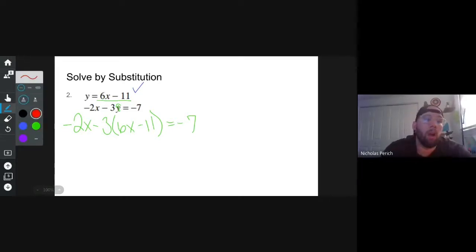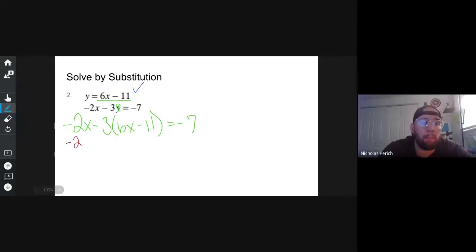And now it's just a really painful distributive property problem that you've seen a bunch of times before. Negative 2x doesn't get bothered yet. Negative 3 times 6x is negative 18x. Negative 3 times negative 11 is positive 33. That's going to equal negative 7.